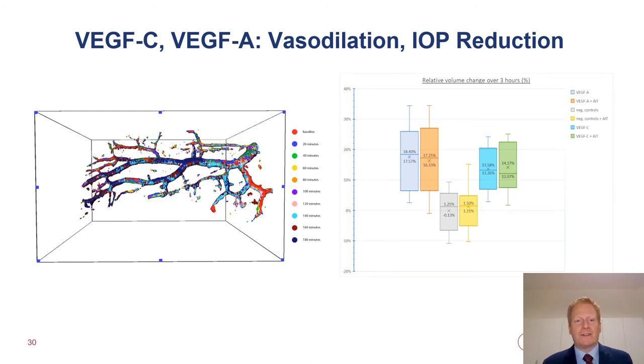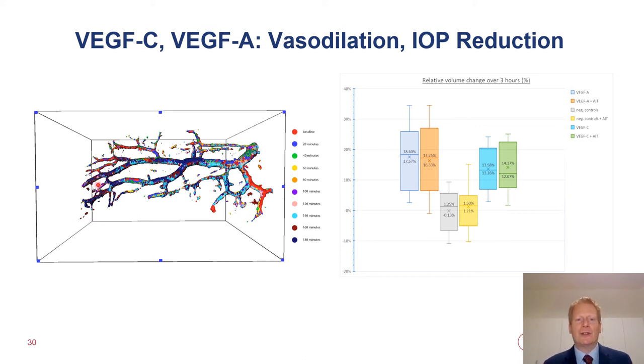Our final step, and this is not published yet in the form of a paper, but I'm comfortable sharing this already with you. You're the first group to see it. We also tested VEGF-C and VEGF-A, potent vasogenerators that basically grow vessels. And VEGF-C is a growth stimulant for lymphatic vessels.